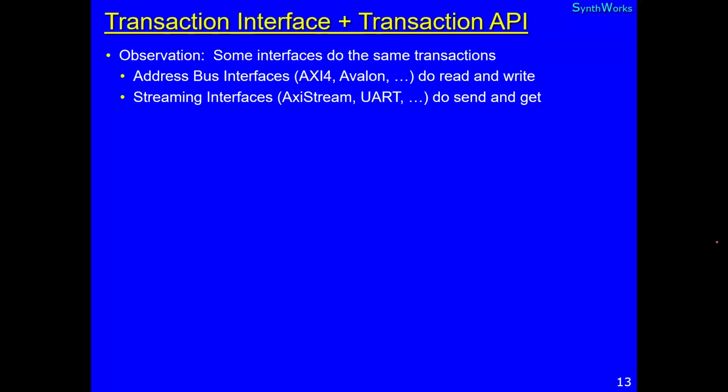So if we consider now our transaction interface and transaction API, one of the observations I came to some years ago is that some interfaces do the same thing. We have address bus interfaces like AXI, Avalon, and Wishbone, and they all do reads, writes, and maybe some of them do bursts and that sort of thing. Likewise, we have streaming interfaces, and whether it's AXI Stream or UART, they're really doing the same thing on the interface. They're doing sends and gets.